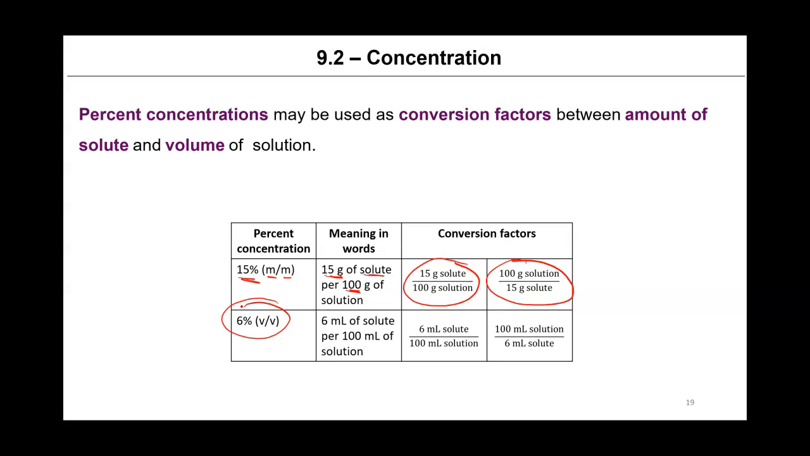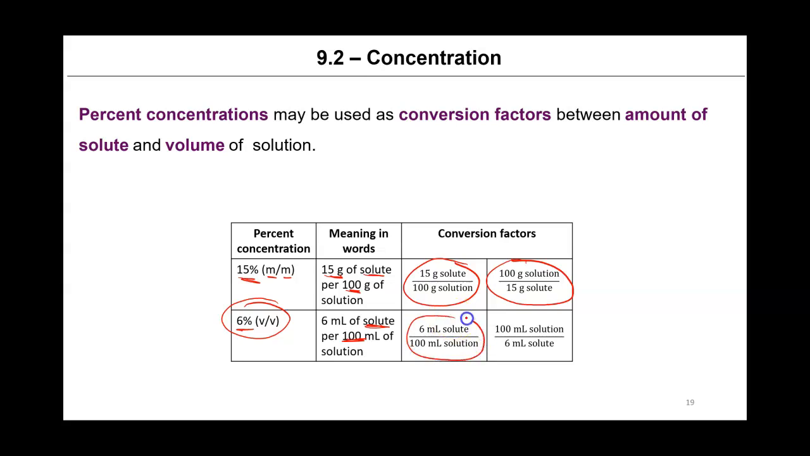Percent by volume is used similarly. If I was told that I had a solution that was 6% by volume, I would interpret that as meaning that I got 6 mL of what I'm interested in for every 100 mL of solution. So if I wanted to give a patient 18 milliliters of a particular substance, I'd go, well, 18 is 3 times 6, so I'd have to give them 300 milliliters of the solution.